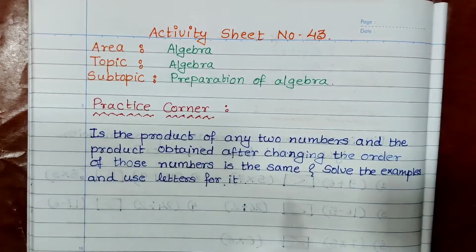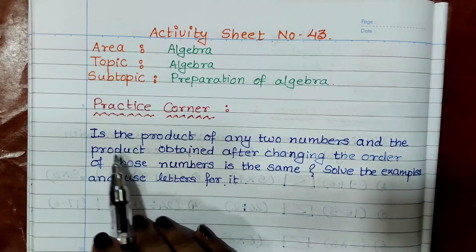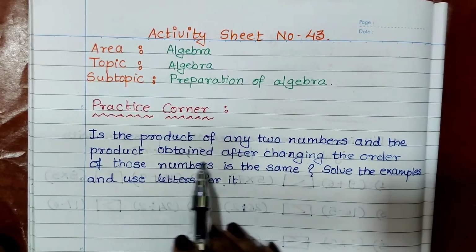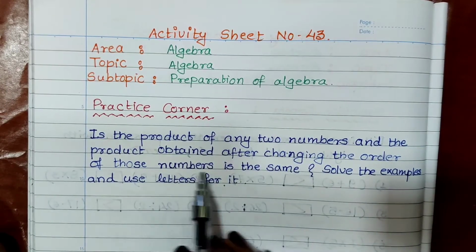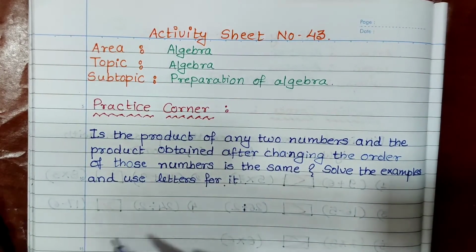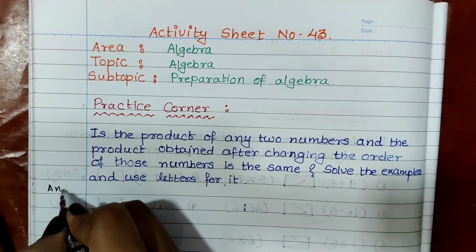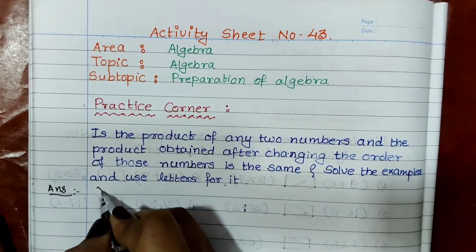So what should be the answer of this question? Is the product of any two numbers and the product obtained after changing the order of those numbers the same? Yes. What should be the answer? We have to write the answer. Yes.